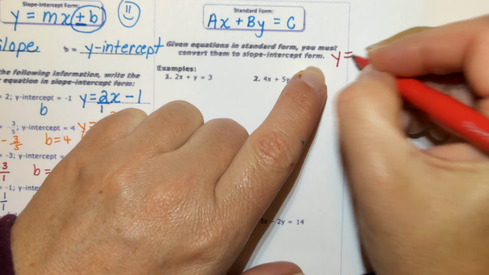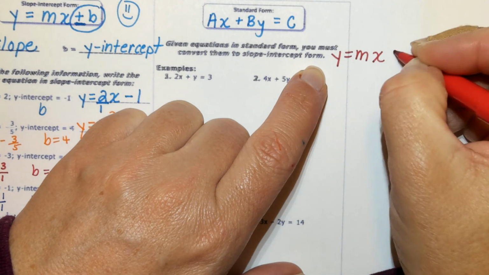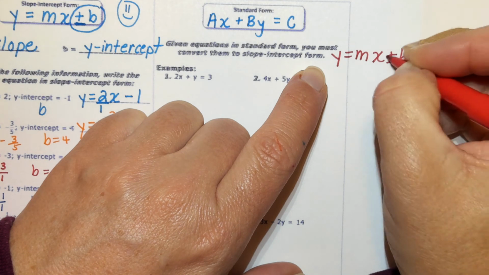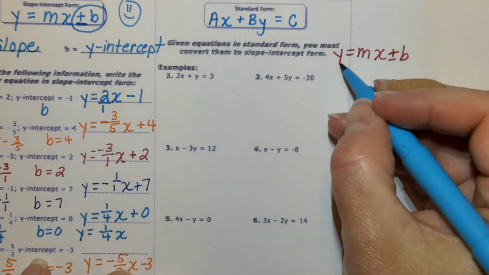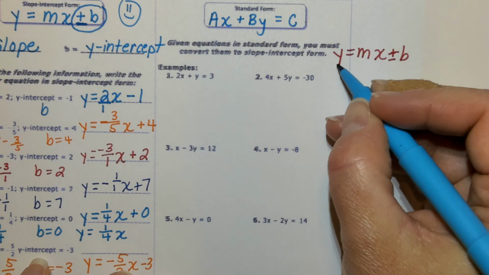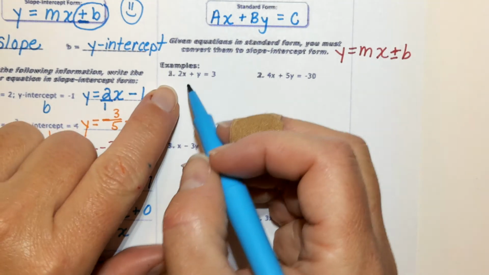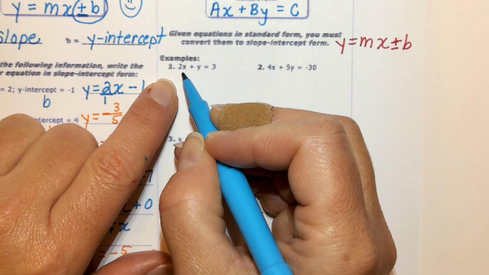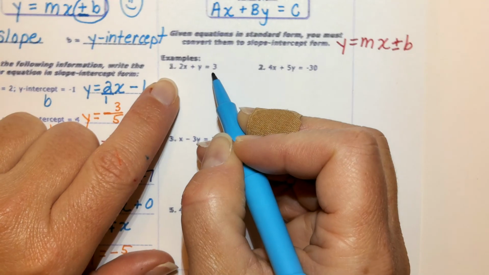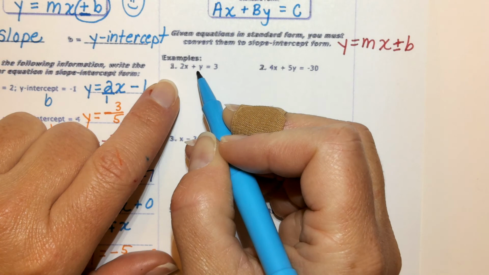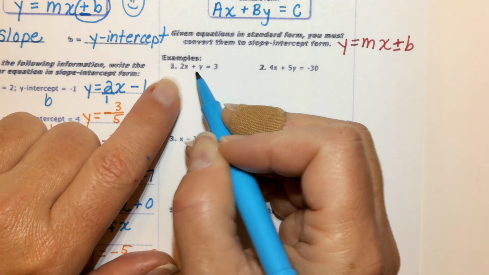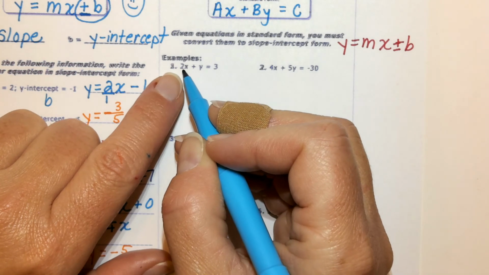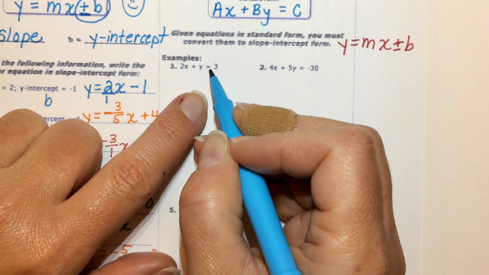So I'm going to teach you how to rewrite standard form into slope-intercept form. The directions say, given equations in standard form, you must convert them to slope-intercept form. So we're going to be rearranging into y equals mx plus b. That's the goal, at least for today. And remember, it's really plus or minus b. So let me show you how this works. It's not that bad. You're just always working to isolate y. You want y to be alone.